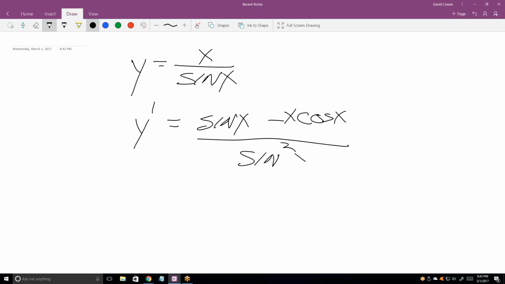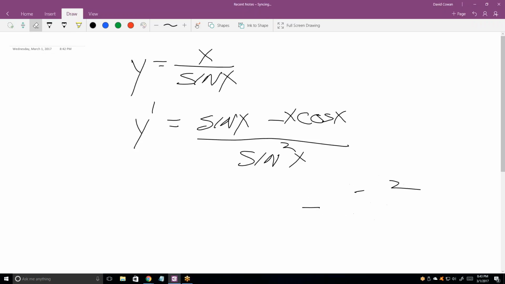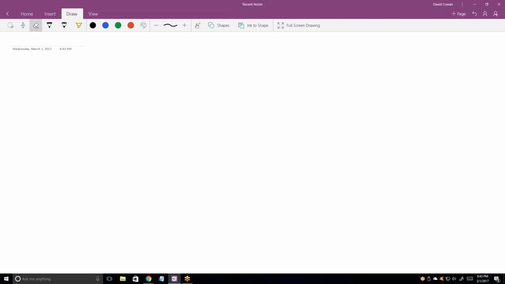Sine squared of x, which is a little different. These two are not the same thing. This one means sine x times sine x. This one means you square the x first and then you take the sine of it. So they're a lot different. Okay? So it's definitely sine squared of x, because the bottom squared is sine x times sine x, which turns into that.